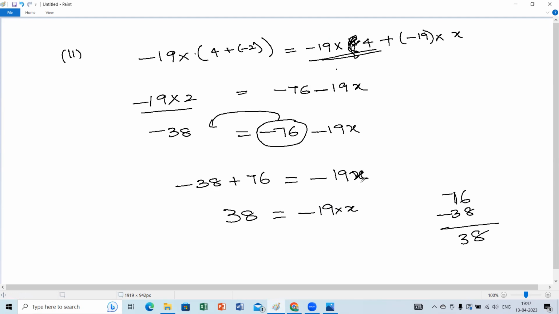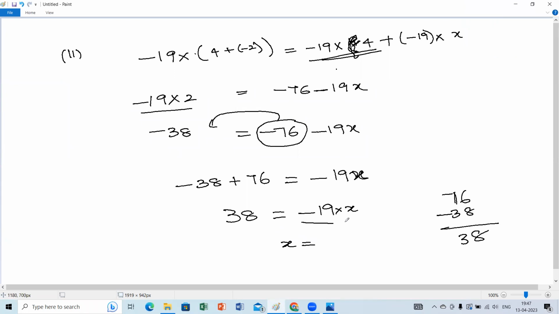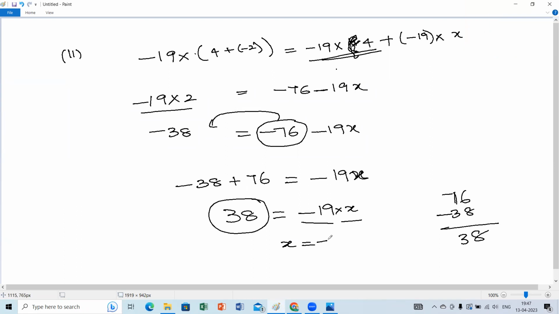What number multiplied with 19 makes 38? 2. So what is the value of x here? What number multiplied with negative 19 makes 38? Negative 2. Very good, negative 2 is the correct answer. Like that, application sums. If we know integers very well, they can give whatever questions based on this. These are a little higher difficulty level questions.